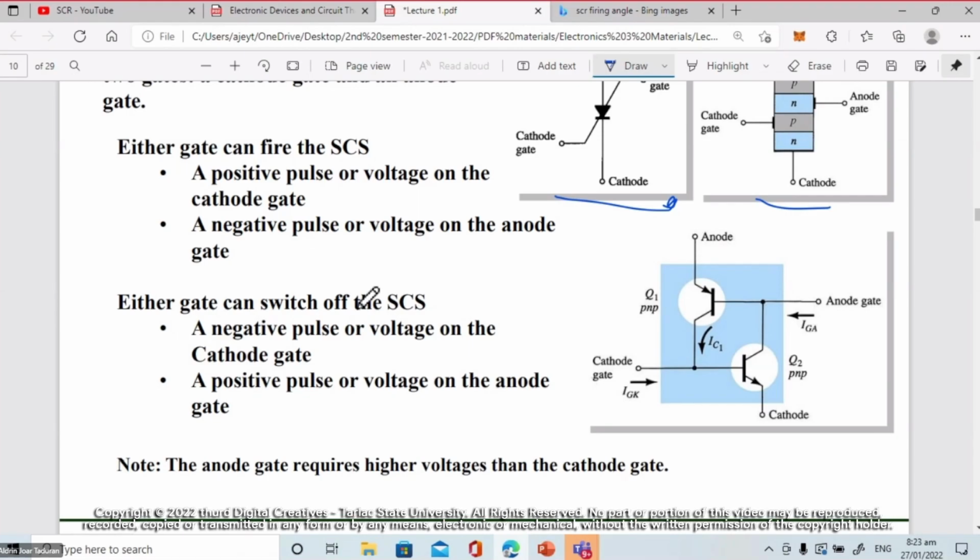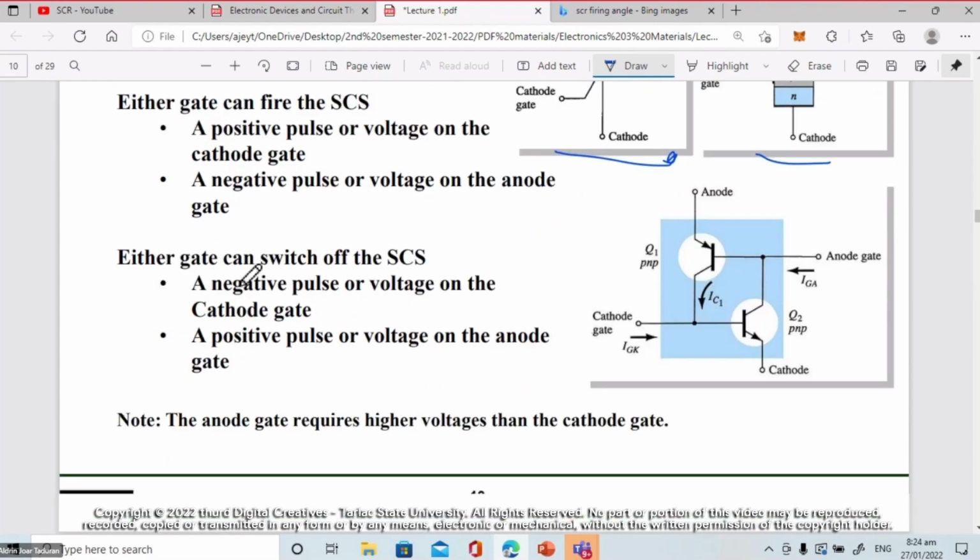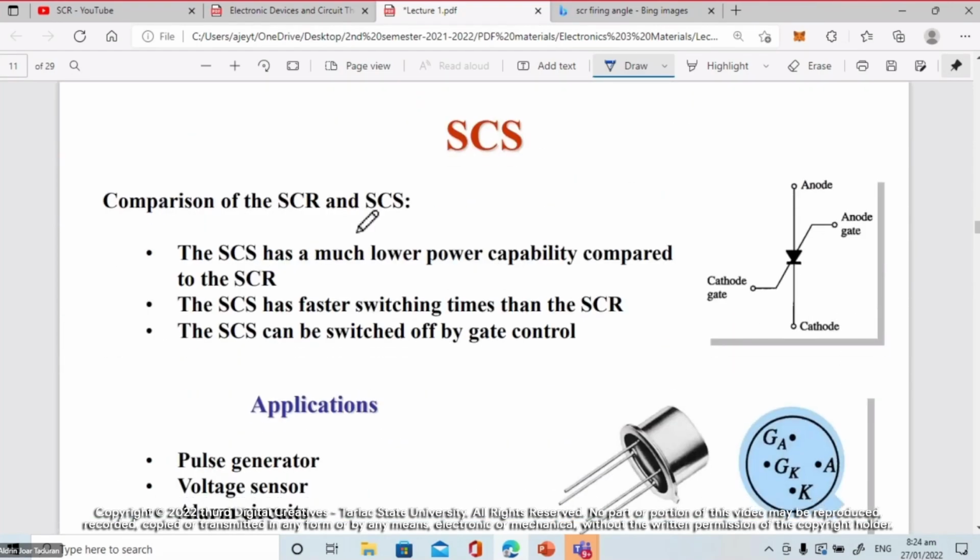Okay? So, a negative pulse of voltage on the cathode gate, a positive pulse of voltage on the anode gate. Okay? So, yan, negative pulse na i-apply mo sa gate. So, yan, depende sa type natin.